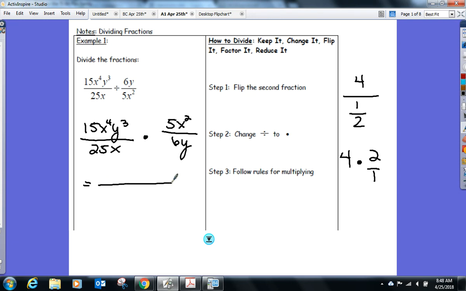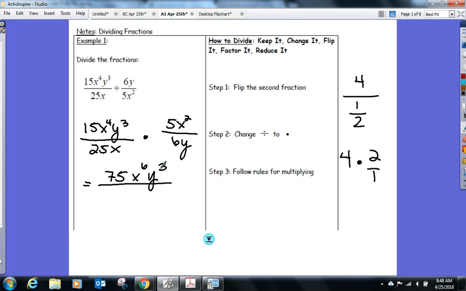All right, here you go. Remember how we did these yesterday? We do not cross out. We multiply first. We reduce at the end. Multiply first, reduce at the end. So what do you get? 15 times 5? 75. How many x's do you have on top? 6 of them. How many y's do you have on top? 3 of them, yep.